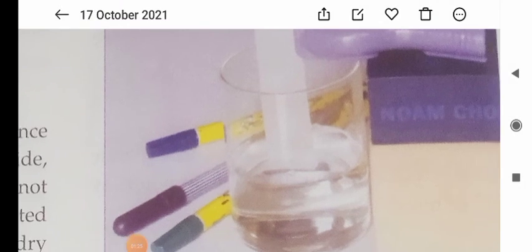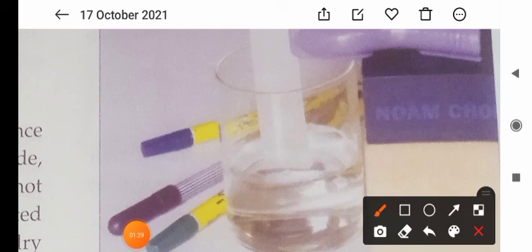Here we are using green ink, and the solvent is water. The water is taken in the beaker. Okay children, do you understand what I said? Yes. That is the solvent, and the strip is placed with the green ink. It may be a chromatographic paper or a good quality filter paper.